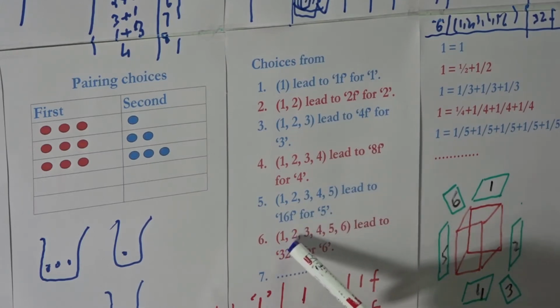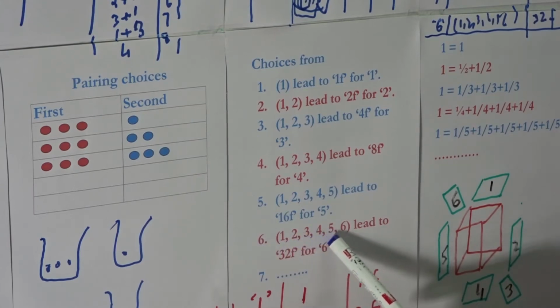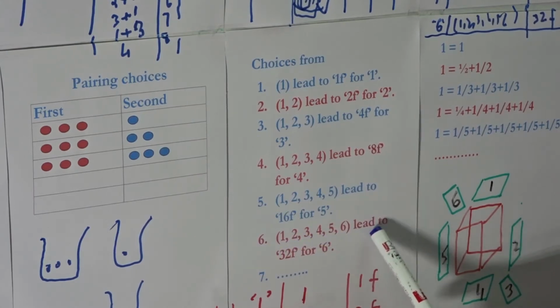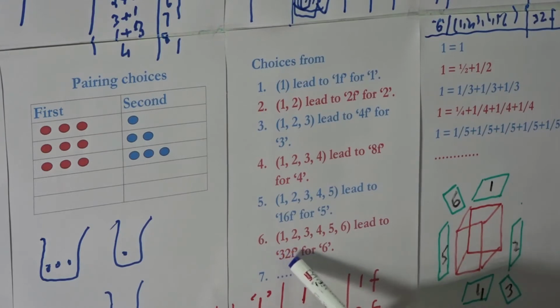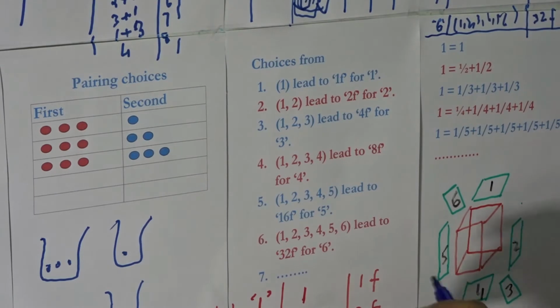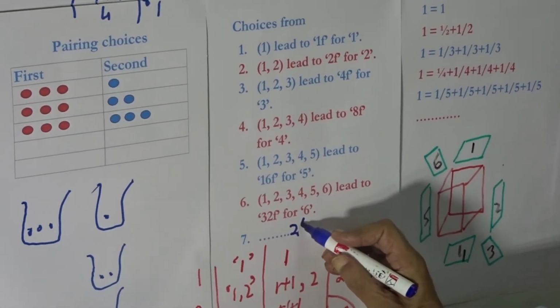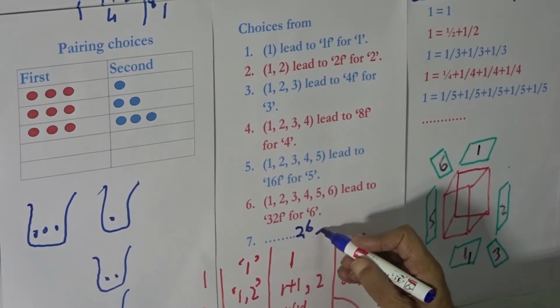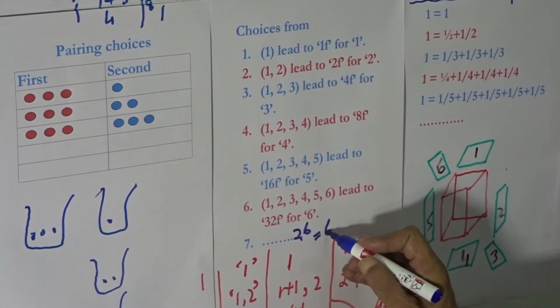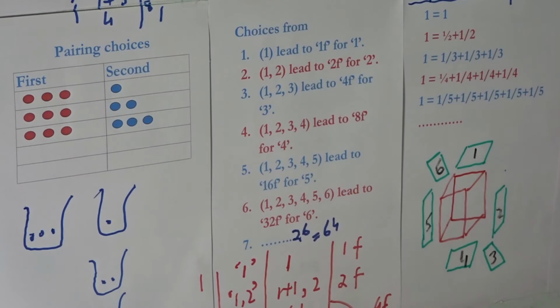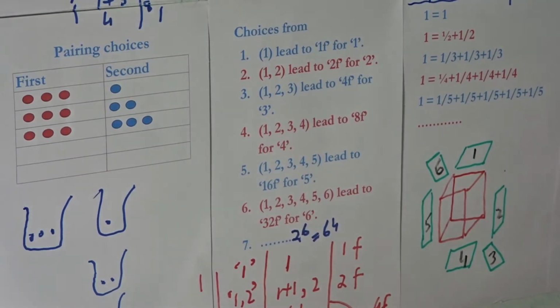And when we want to reach value 6, by having choices from 1, 2, 3, 4, 5, 6, then the frequency is going to be 32. And straightaway, when we want to go a step further, we can write it is going to be 2 raised to power 6, that is equal to 64.